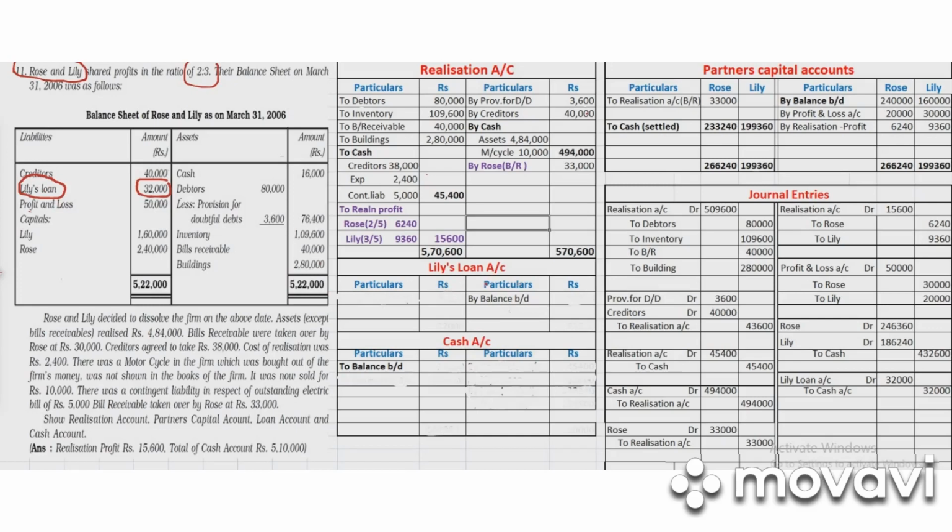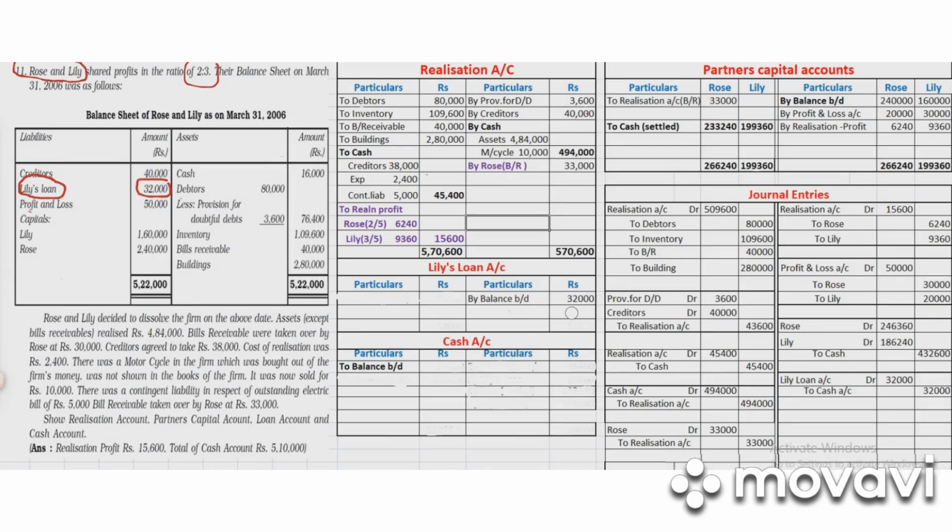Okay, so now Lily's loan account is there. We have to put the opening balance. Opening balance is 32,000. So this is a liability, and a liability will have a credit balance. So this loan account will have the credit balance. You can see it is written on the credit side, by balance brought down, 32,000. So Lily's loan account has a credit balance of 32,000.